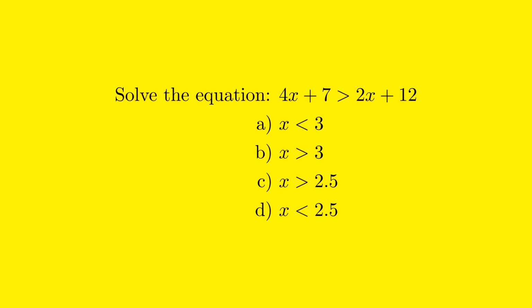Pause the video and solve the inequality 4x plus 7 greater than 2x plus 12 for yourself. The possible solutions are A, x less than 3, B, x greater than 3, C, x greater than 2.5, D, x less than 2.5.